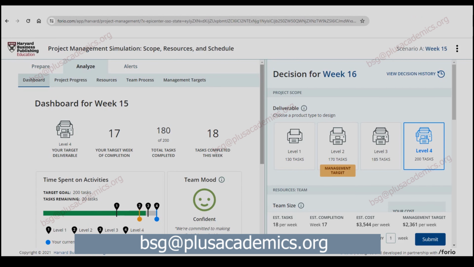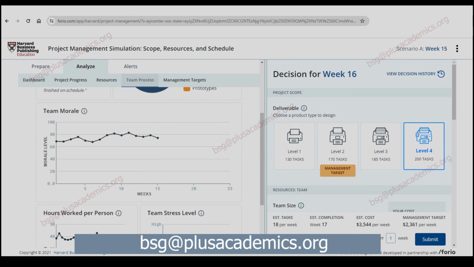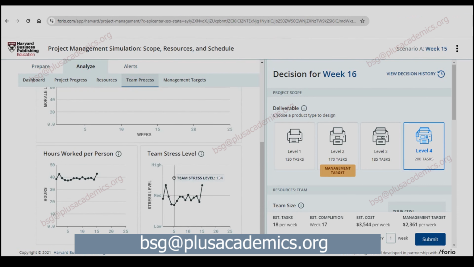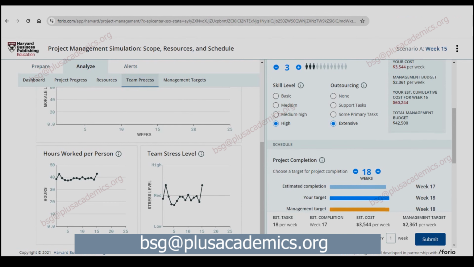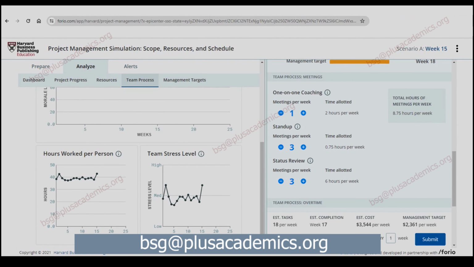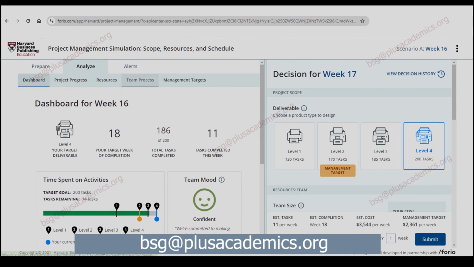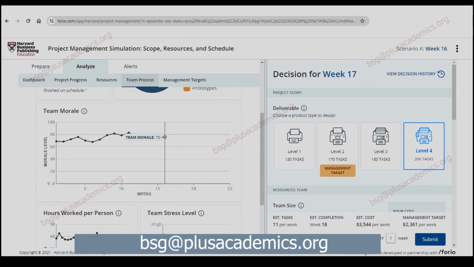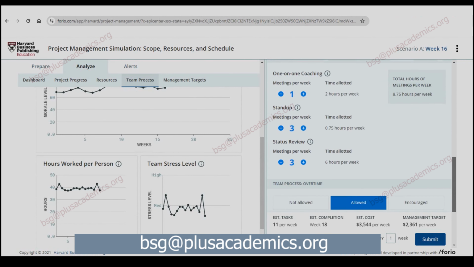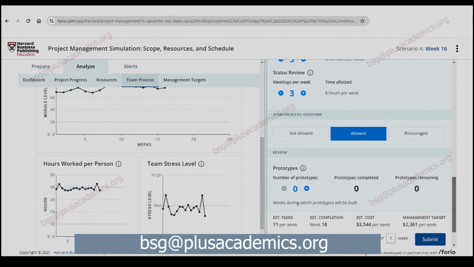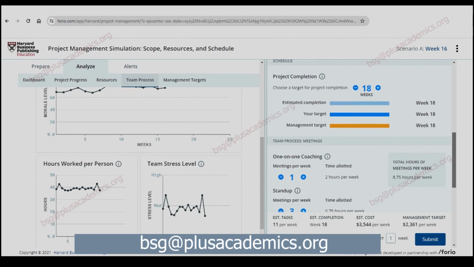They are still confident. And let's go to team process. The morale has gone down. Okay, amount of work per person has increased. Now let us give them more time to complete the task. See if it's going to correct that problem. Okay, submit. They're saying they are confident. Now you can see the morale is increasing, stress levels are going down. Okay, let us maintain the way it is this time. Let's submit and see what happens.